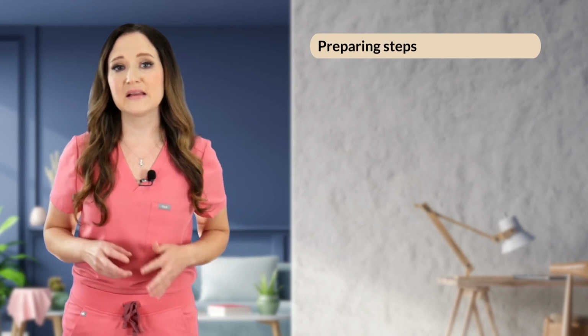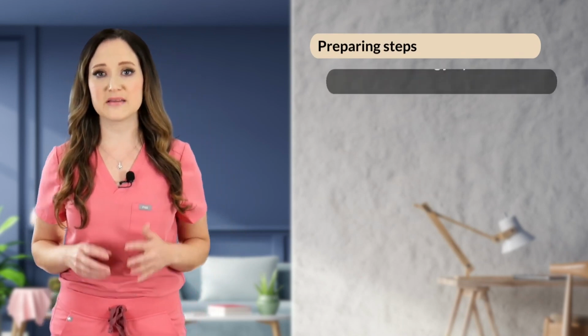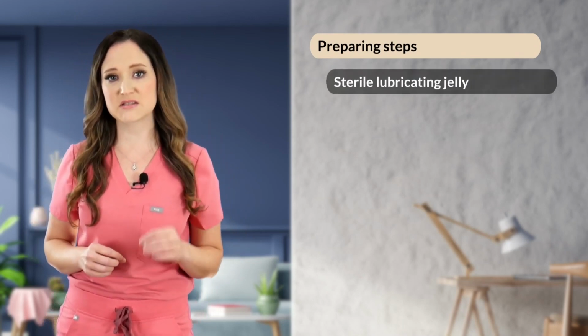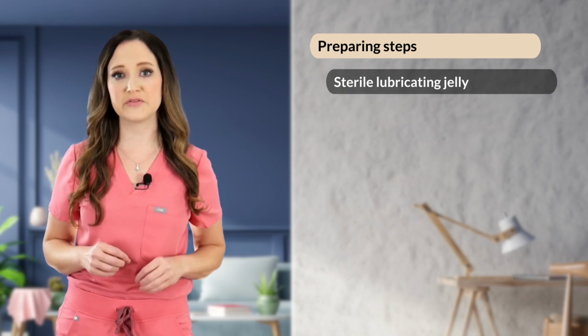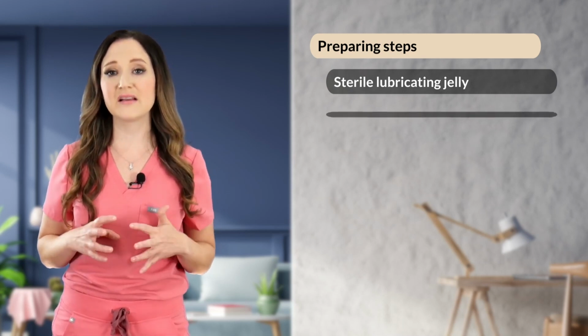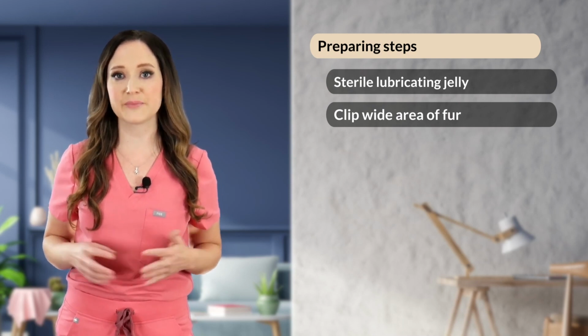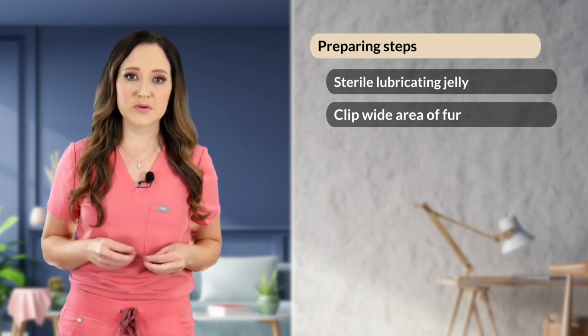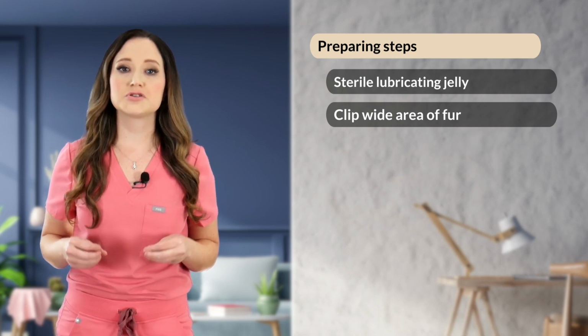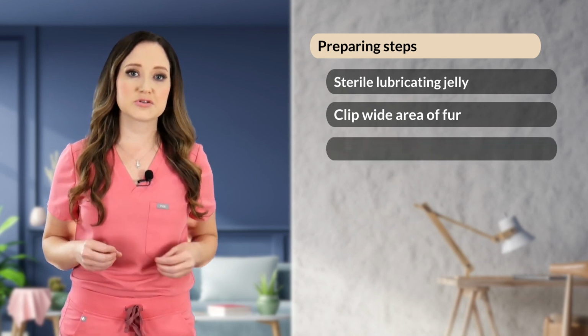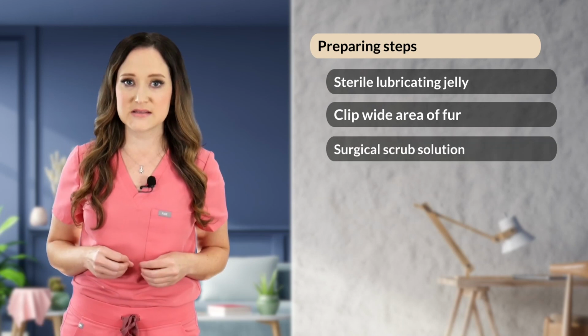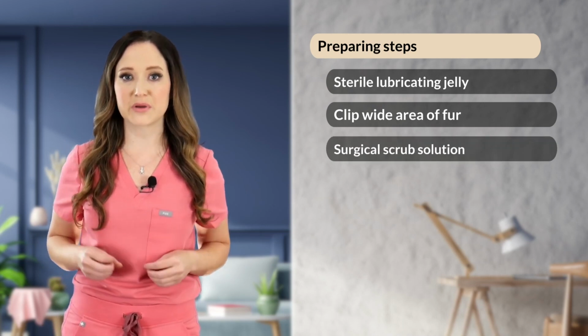When debriding and cleaning a wound, first apply sterile lubricating jelly to the exposed wound tissue to protect it from further contamination, and then clip a very wide area of fur around the wound itself. Any gross dirt that's on the skin should then be cleaned by applying a surgical scrub solution like chlorhexidine or iodine to the unbroken skin.